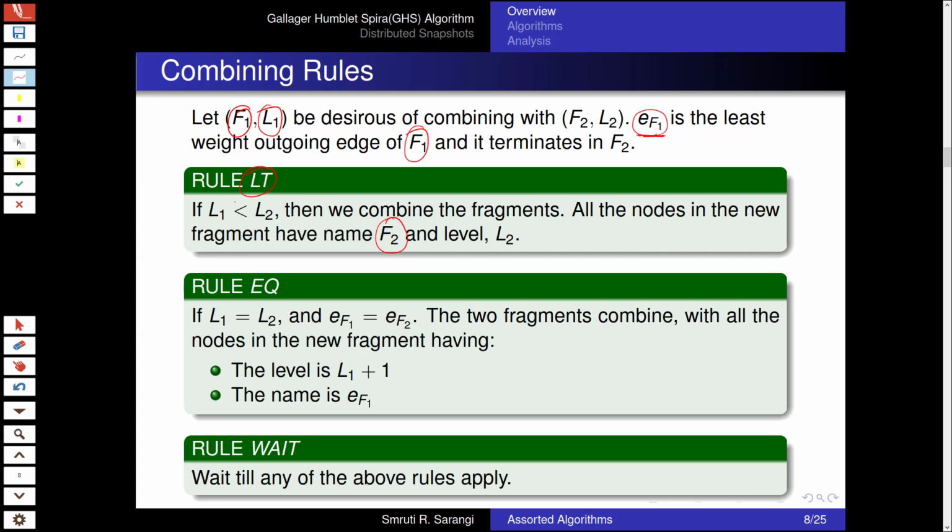But if they're equal, that's where we said that there is a catch. If the levels are equal, then we check if their least weight outgoing edges are the same or not. So this is the catch over here. In this case, we will combine when we have the same levels, subject to the fact that our outgoing edges are the same. If they are not, we'll not. So the two fragments combine with all the nodes, subject to this.